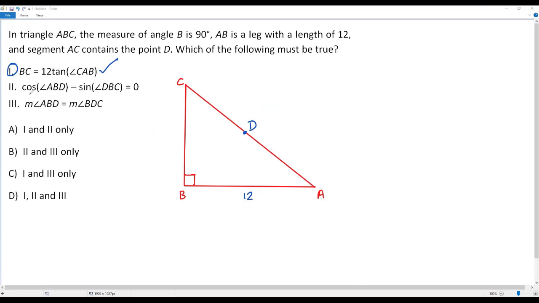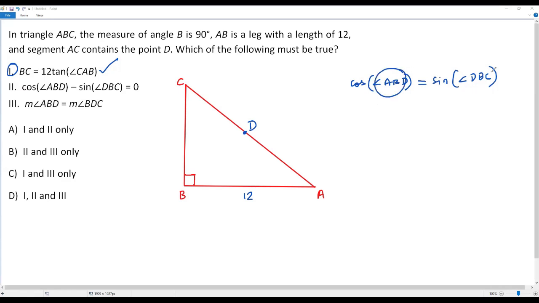Now let's verify the second statement, that is cosine of angle ABD minus sine of angle DBC equals 0. Here the subtraction of these two values equals 0. Whenever the subtraction of two values equals 0, then those two values must be equal. That is, the value of cosine of angle ABD equals the value of sine of angle DBC. Here the trigonometric ratios cosine and sine are equal. If the two trigonometric ratios sine and cosine are equal, then the angles measured over here and over here must be complementary. That is, these two angles must add up to 90 degrees.